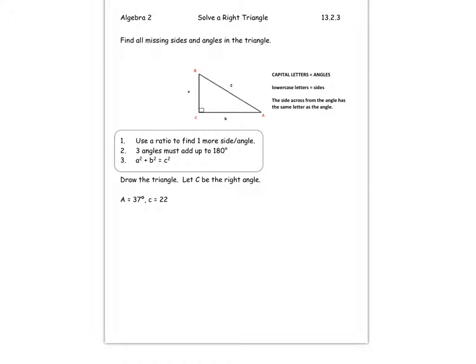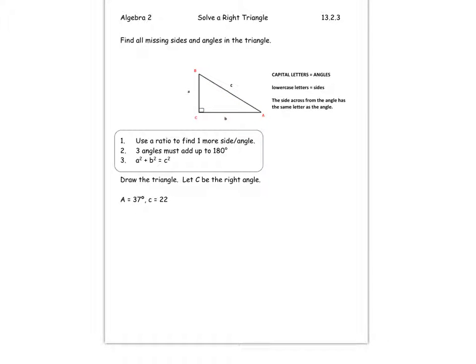Capital letters are angles, and lowercase letters mean that they are sides. The side across from an angle has the same letter. So opposite of angle A is side a. Opposite of angle C is side c. Opposite of angle B is side b. So they're opposites of each other.